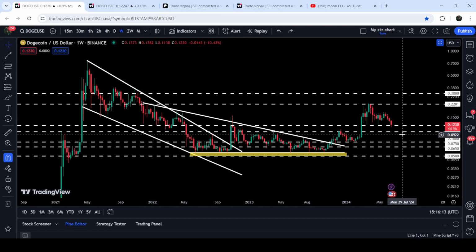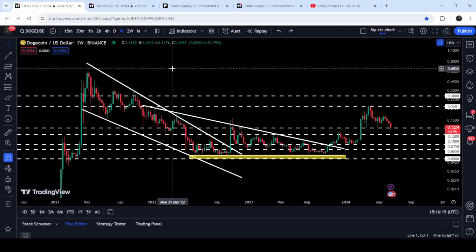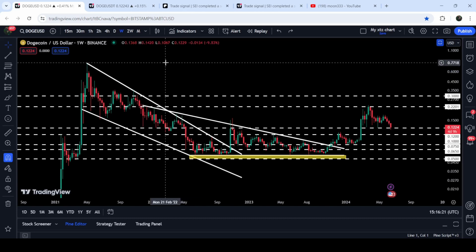Now, if you take a look at the technical target for this very massive breakout from this falling wedge pattern, that move is still due, and that target can be here at the top of the wedge. That can be between 77 cents to 80 cents. So this was the update so far.